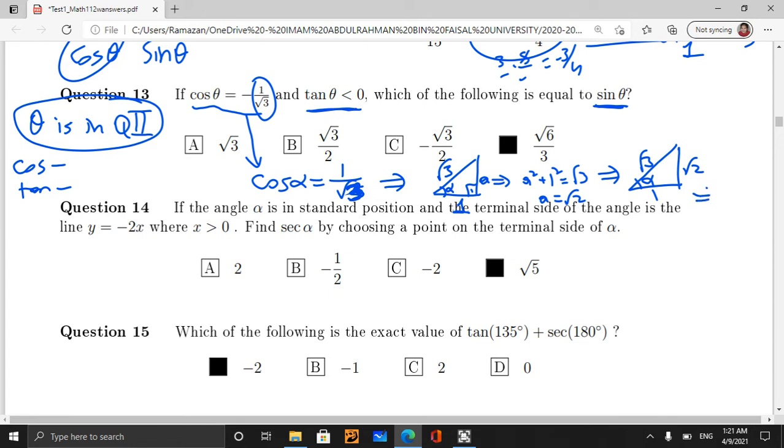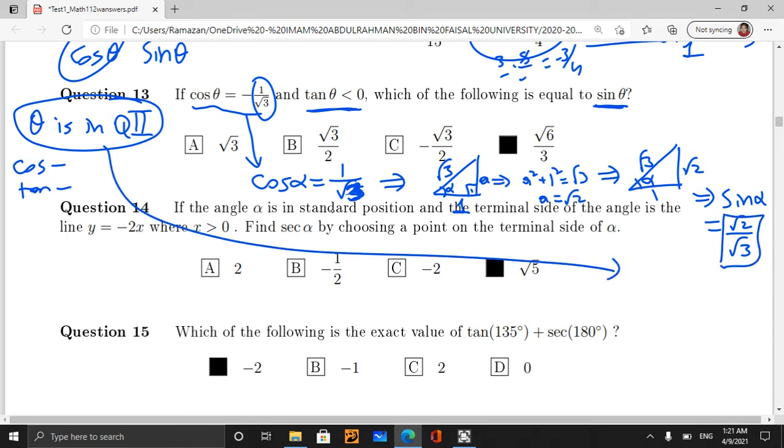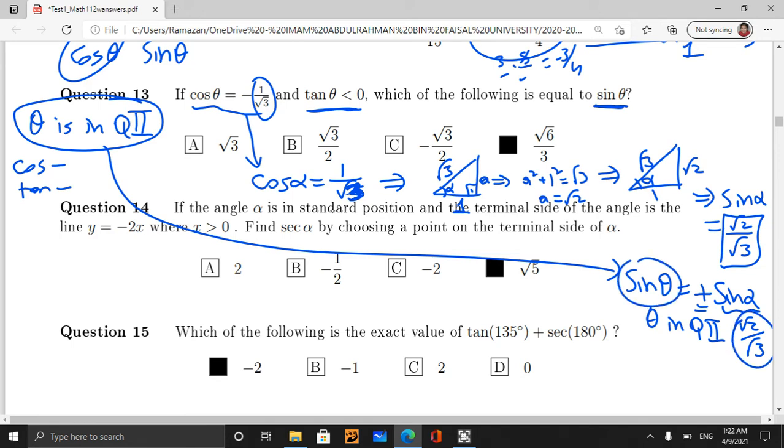And we end up with sine alpha being square root 2 over square root 3. So, are we done yet? No. Theta is in quadrant 2. It means sine theta will be equal to plus sine alpha, because I'm using this property of theta in quadrant 2. If it was in quadrant 3, I would say minus. So sine theta will be equal to square root 2 over square root 3. And in the choices, you don't see that because you have to rationalize the denominator. So it will be square root 6 over 3, which is D.